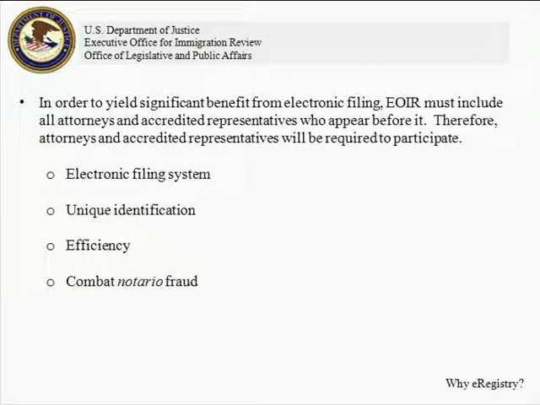In order to do this, in order to get the benefit that we want from the electronic filing for ourselves and for all those who appear before EOIR, we need to have all attorneys and all fully accredited representatives register. So there's a little bit of an error here on the slide. It says all accredited reps. It's only fully accredited reps. It is not partially accredited reps, just to make that clear.